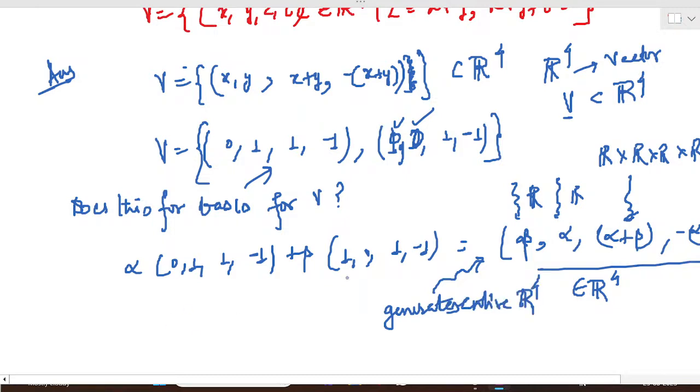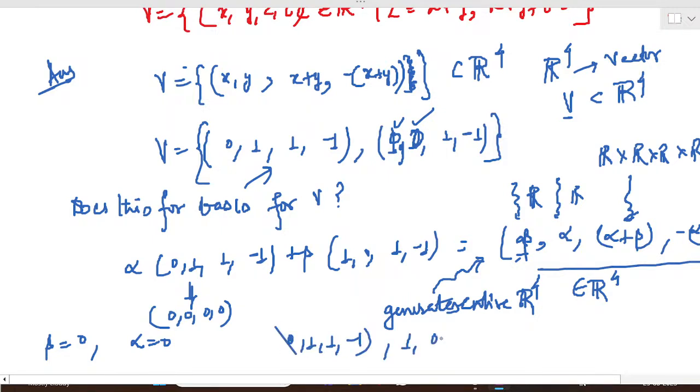Now one needs to check that if alpha times the first vector plus beta times the second equals (0, 0, 0, 0), then what is the result? From here, if I compare, it implies beta equal to 0 and alpha equal to 0. So if I take the linear combination of (0, 1, 1, minus 1) and (1, 0, 1, minus 1) and equate it to zero, then alpha equals 0 and beta equals 0. That implies they indeed form the basis set. Is that clear?